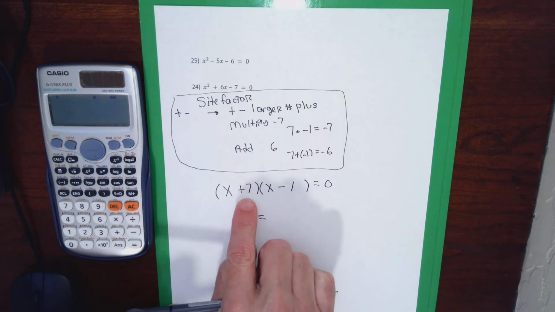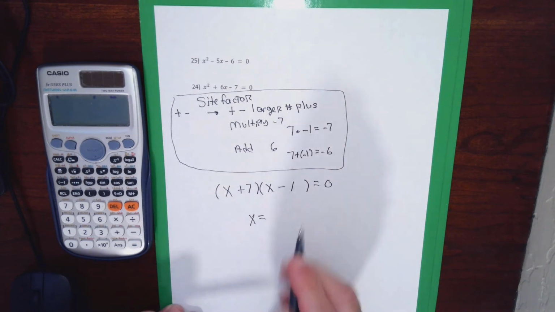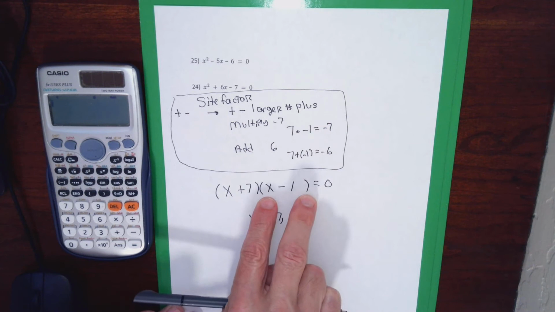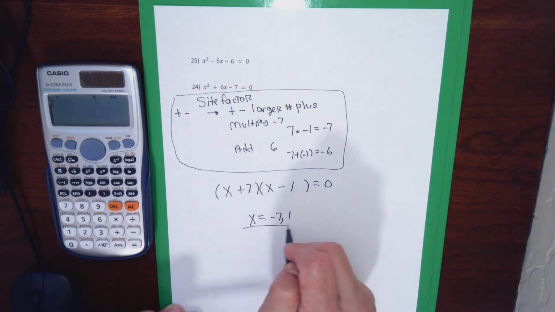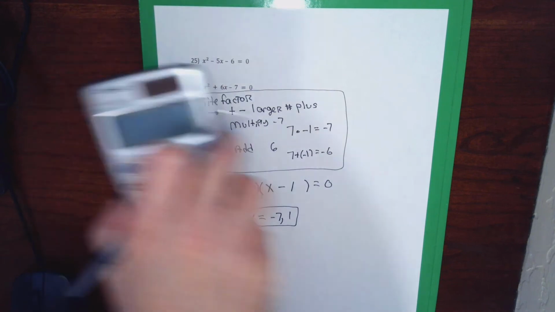The x plus 7 factor, if I set it equal to 0, I'd go x plus 7 equal to 0, minus 7 minus 7, I'd get x equal to -7. If I set the x minus 1 factor equal to 0 and did +1 +1, I'd get x equal to 1. Let me check these, but not write down anything about the checking.